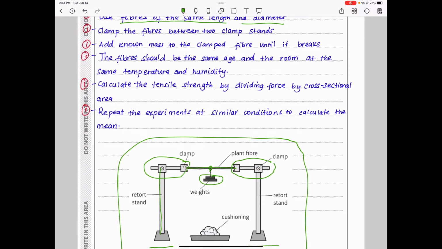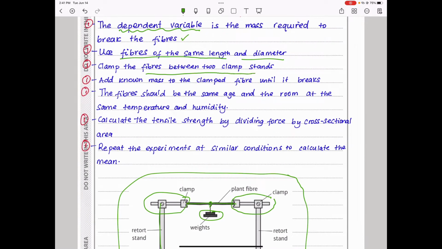So I will go back to the clamping. So we clamp the fibers between the 2 clamp stands, and then we will add known masses to the clamped fiber until it breaks. You have to add until it breaks. So the fibers should be of the same age. Of course, we already know if they're from the different materials, same size, same length, they have to be the same age. And since we know that some fibers, due to humidity, their properties can change, you have to make sure the place where the experiment is being carried out has the same conditions, same temperature, same humidity. And then lastly, we can calculate the tensile strength by dividing the force, which is the mass added basically, by the cross-section area. Here you will repeat the experiment under similar conditions and calculate the mean.